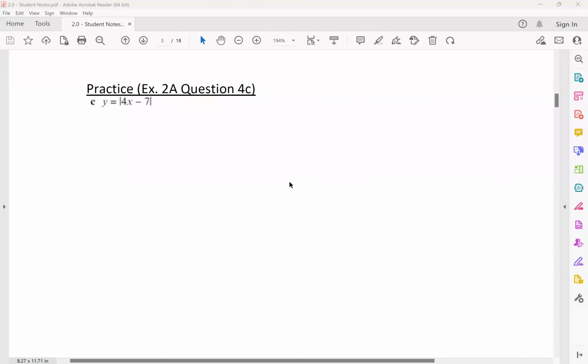So let's draw the original one. The original one looks like this. When x is 0, y is minus 7, and it crosses the x-axis at 7/4. So the answer would be like this. You should draw a separate graph, I'm just a bit lazy. The green graph is the final answer.